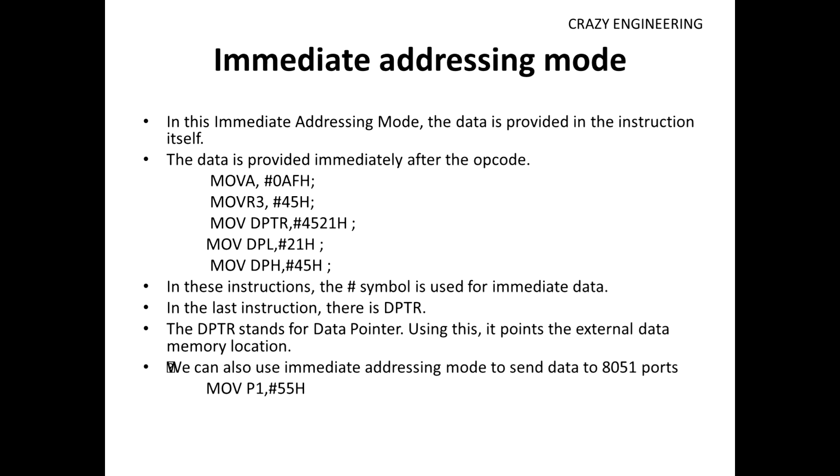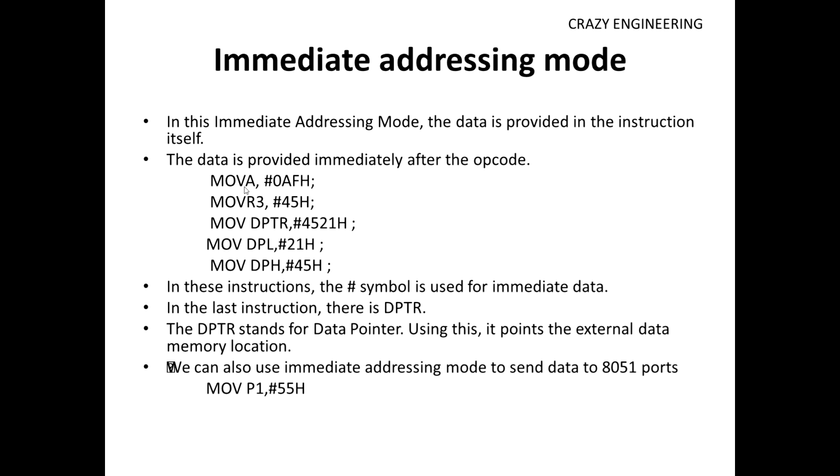In the immediate addressing mode, the data is provided in the instruction itself. Let us consider the below example. In the first example, you can see MOV A, #0AFH, which means the value 0AFH is the data which needs to be stored in the A register, where 0AFH is the source and A is the destination. From the source, it needs to move to the destination. Here, A and R3 are registers present in the 8051 microcontroller.